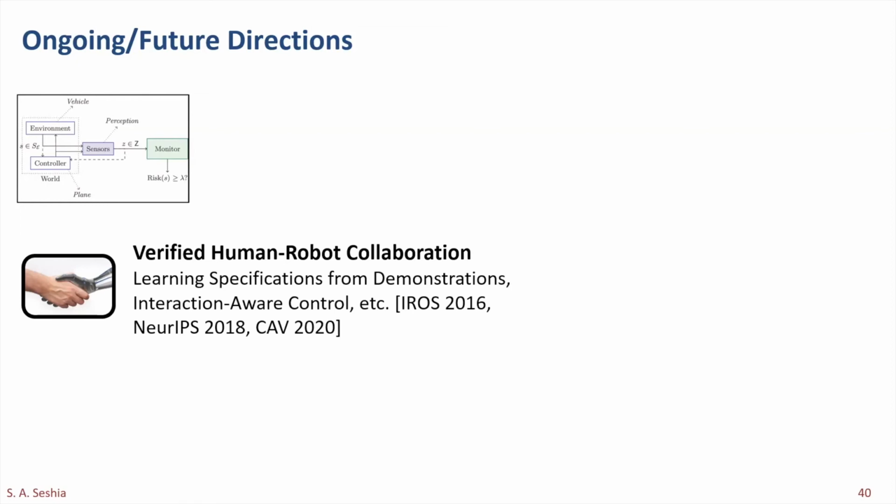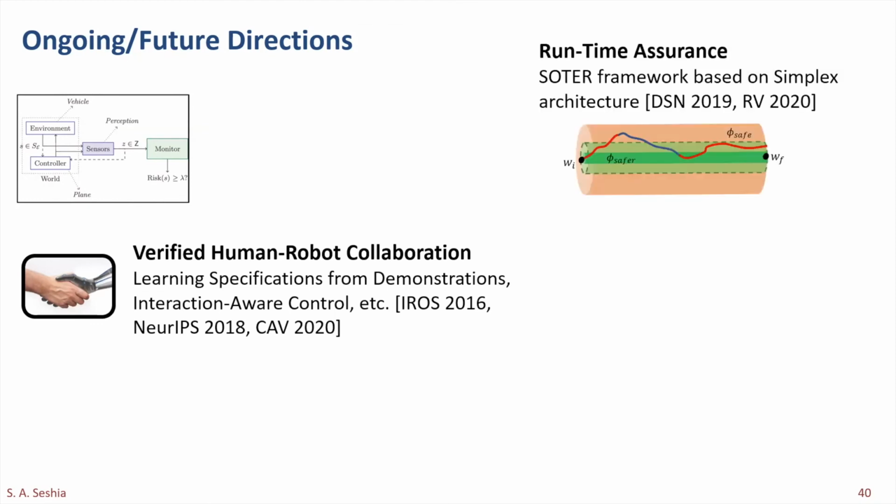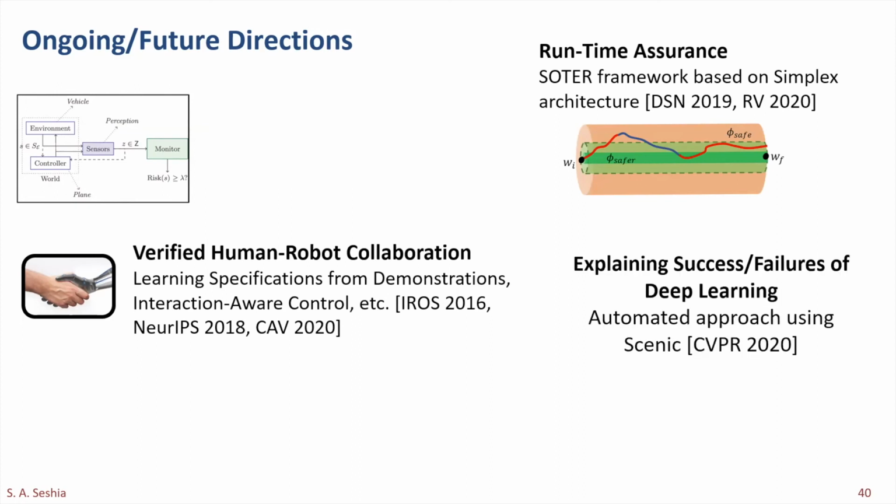You can take these learned models of human behaviors and we can experiment with that using our tools in a simulator. We've done work on programming runtime assurance systems like the Simplex architecture, the SOTER framework, where we just give programming language support for creating Simplex-based systems. We've done work on using Scenic to debug, to explain cases where deep learning succeeds or fails.